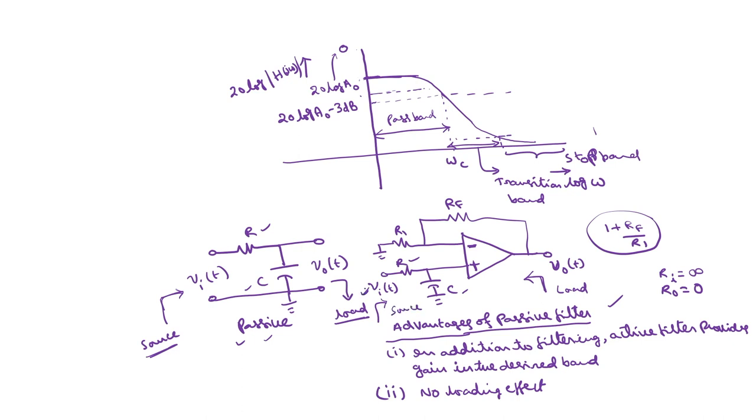This Vi of t will normally be taken from some sensor or some circuit, and this will be delivered to some load. So this is the output resistance. Because the output resistance is low, this will not affect this load, and because the input resistance is large, it will not load this source. This is no loading effect in case of the active filter.